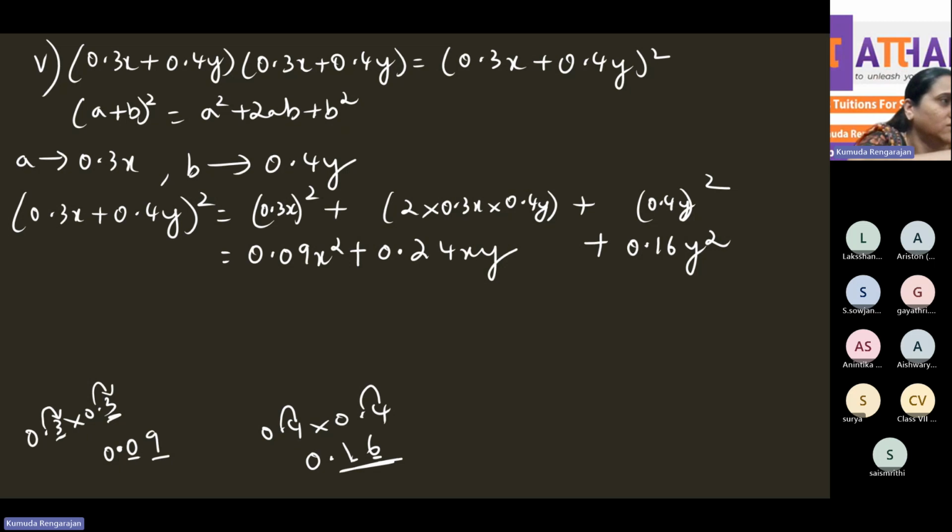You're not able to see this screen? Just try to adjust accordingly. Maybe you can just push the table a little. You're fine now? Yes.